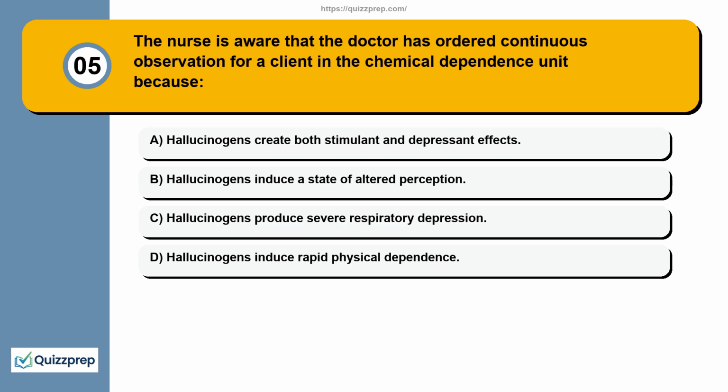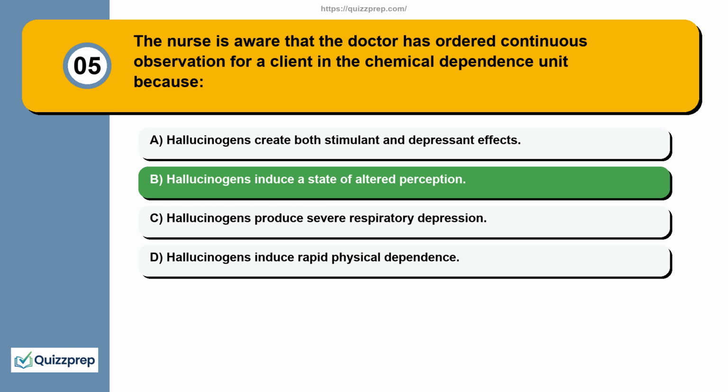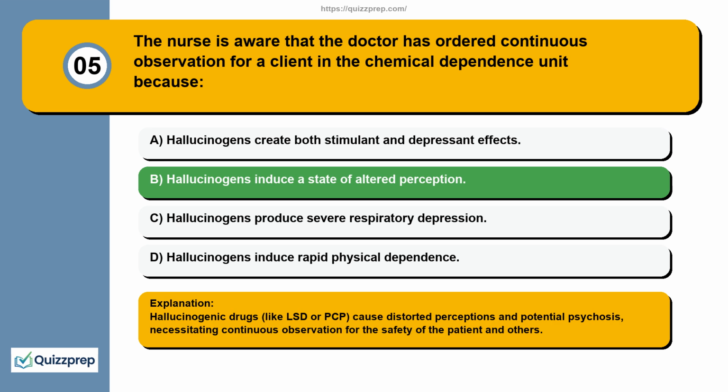Question 5. The nurse is aware that the doctor has ordered continuous observation for a client in the chemical dependence unit because hallucinogens create both stimulant and depressant effects. Hallucinogens induce a state of altered perception. Hallucinogens produce severe respiratory depression. Hallucinogens induce rapid physical dependence. Hallucinogenic drugs, like LSD or PCP, cause distorted perceptions and potential psychosis, necessitating continuous observation for the safety of the patient and others.